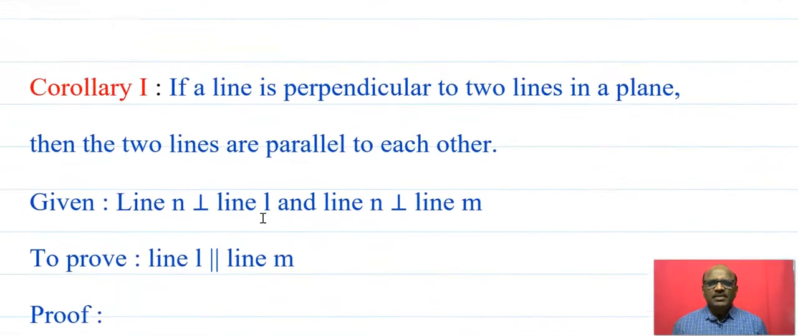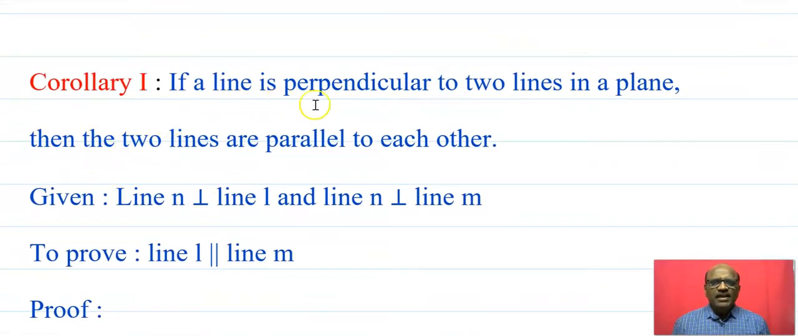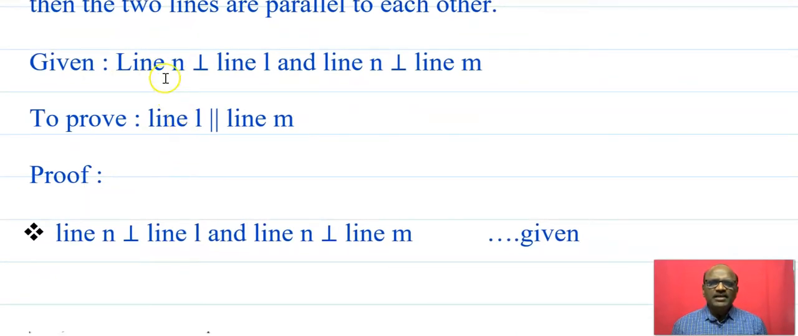Now the next, corollary 1. If a line is perpendicular to two lines in a plane, then the two lines are parallel. If you take two lines in the same plane, and draw a line perpendicular to those two lines, then the lines given in that plane are parallel. For example, here line N is perpendicular to line L, and line N is also perpendicular to another line M. Then line L is parallel to line M. This is the proof.